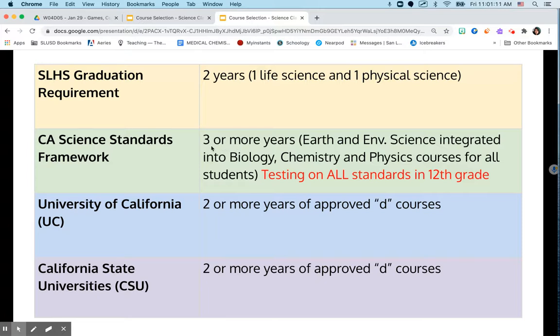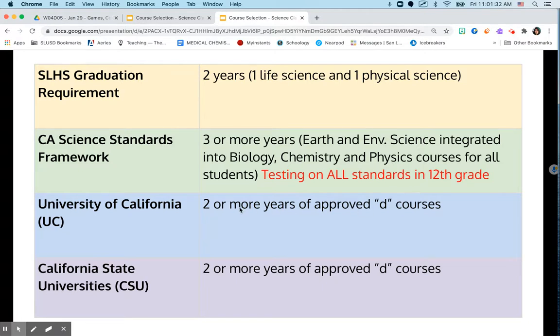Know that in general, our school is going to encourage you to take all three of these classes: biology, chemistry, and physics. And that's because they want you to be most prepared and have all the options available to you in terms of applying for college.